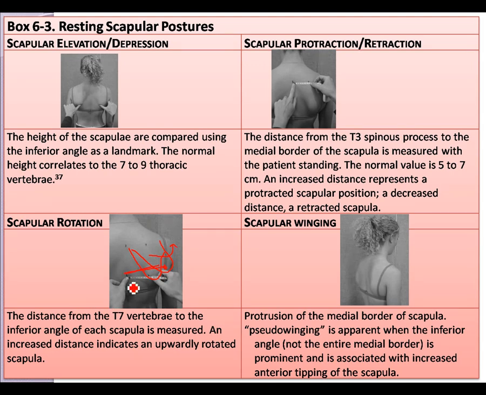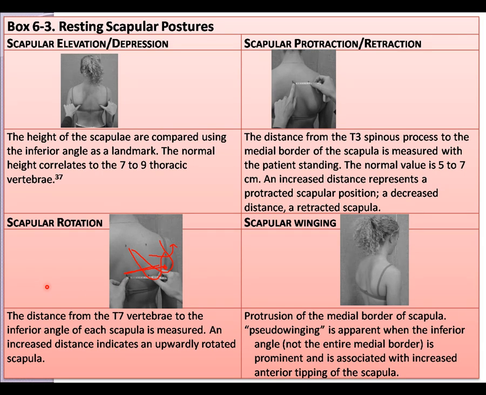Because I couldn't find any normative values in the book, at this point you're just going to want to compare them to each other to see if the values of both sides are the same. Then you can determine if one side is upwardly or downwardly rotated compared to the other.